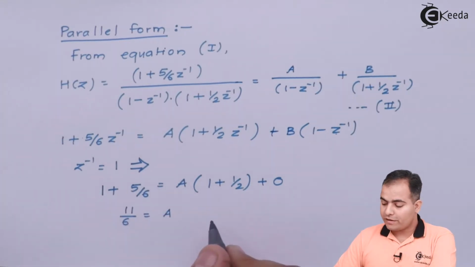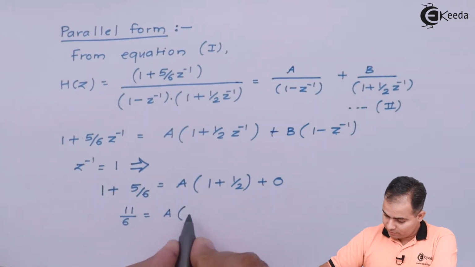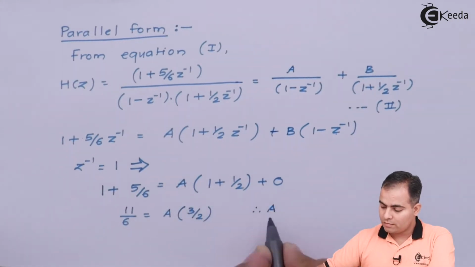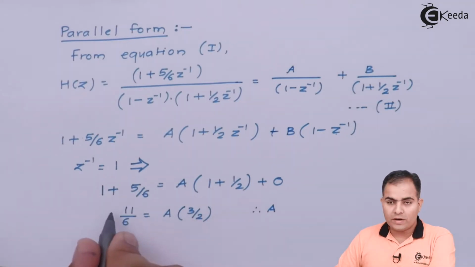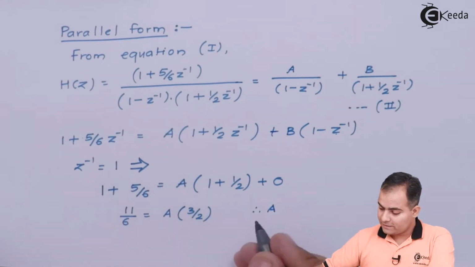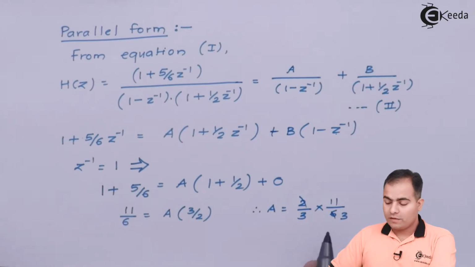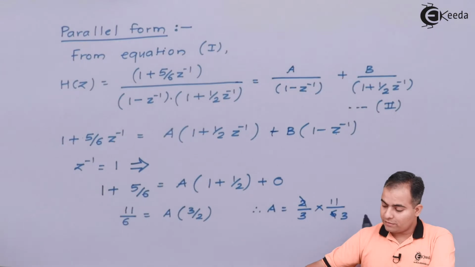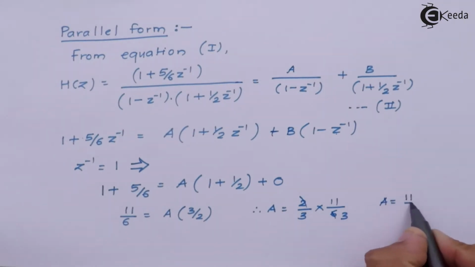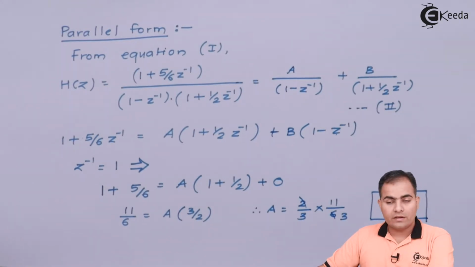And look at here on the right hand side. After cross multiplying all these values, you will get 3 by 2. Now shift this 3 by 2 to the left hand side. So this will be 2 by 3 multiplied with 11 by 6. Now this 6 can be divided by 2, the answer is 3, and the total overall answer of A is 11 by 9. Now similarly we will calculate the value of B.